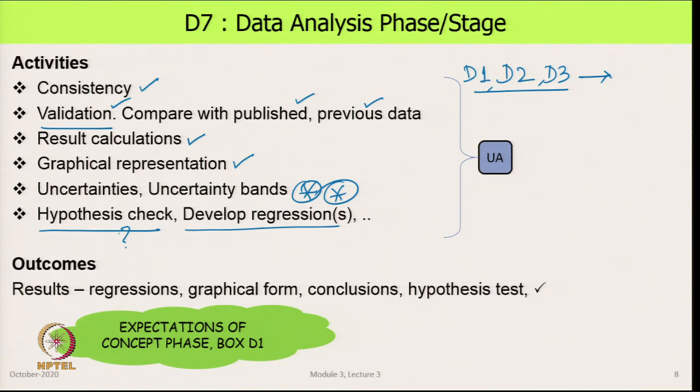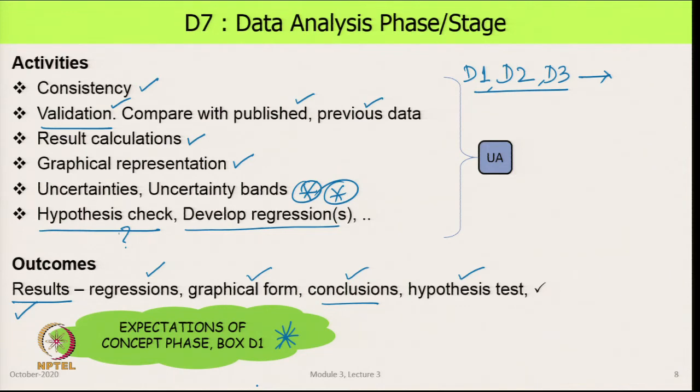So, here we are working with lots of data and doing various calculations on this. And the outcome of all this data analysis is that we got all the results in various forms, as a regression, which means as an equation, a graphical form as charts, conclusions as findings, which would even give insights into the process, and if there is a hypothesis, we even got the answer to the hypothesis test. So, what we have here as outcomes is basically this part. This was the expectations from the concept phase, which was box D1.